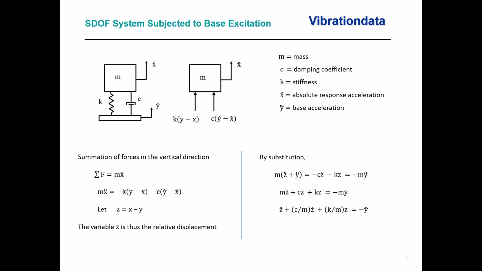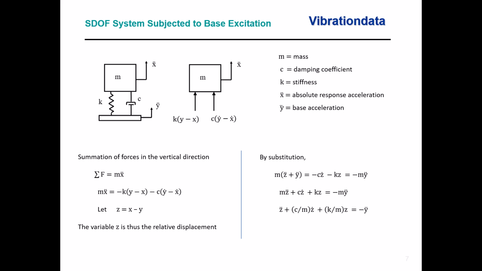So on this slide, we have that same spring mass system that is subjected to a base acceleration. To its right is the free body diagram. Now there's no direct external applied force acting upon the mass, but there are two transmitting forces, one arising through the spring and the other arising through the dashpot. And here we have k for stiffness, and then in parentheses y minus x. y is the base displacement, x is the absolute displacement of the mass.